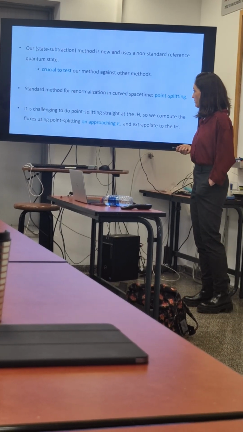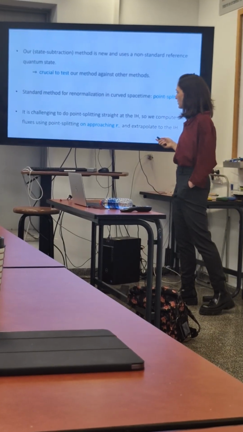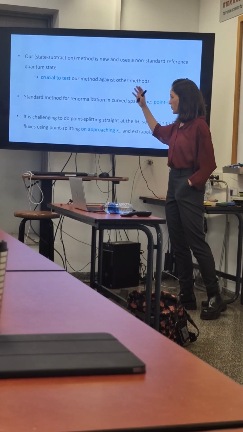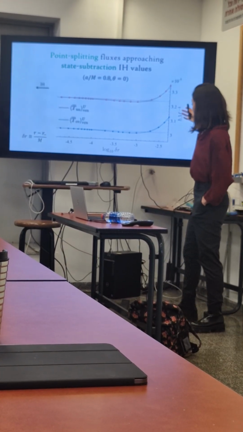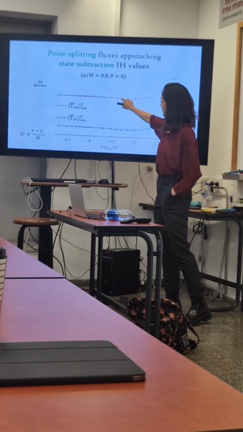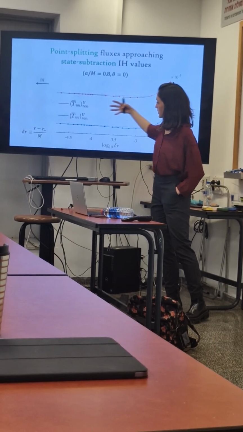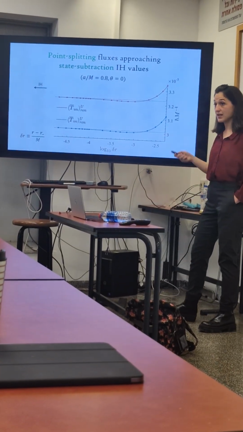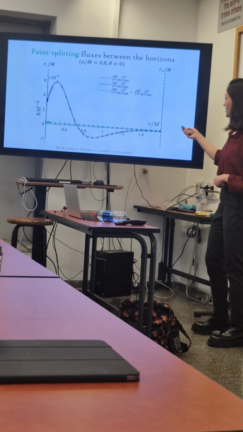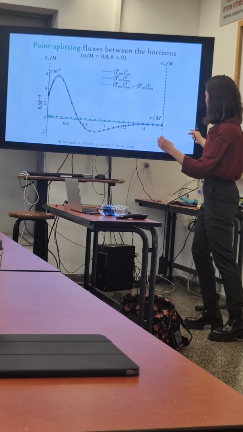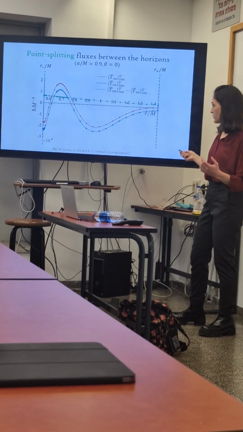Now, a standard method for renormalization is point splitting, which is not applicable, or is very challenging, straight at the inner horizon. So we compute the fluxes using point splitting on approaching the inner horizon, and then extrapolate. We see the point splitting fluxes, the dots, approaching the values computed straight at the inner horizon, which is to the left, using state subtraction, and we find excellent agreement. Also at another spin value. We also computed the fluxes using point splitting between both horizons, from the event horizon to the inner horizon, and this is the topic of a paper in preparation.